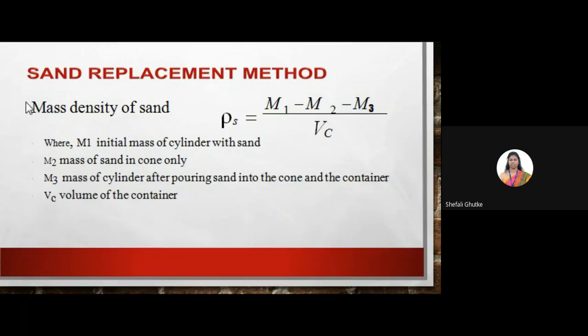After that, M2 is nothing but the mass of sand in the cone. After that, M3 is the mass of the cylinder after pouring the sand into the cone and the container, right? See, M3 is the mass of the cylinder after pouring the sand into the container.